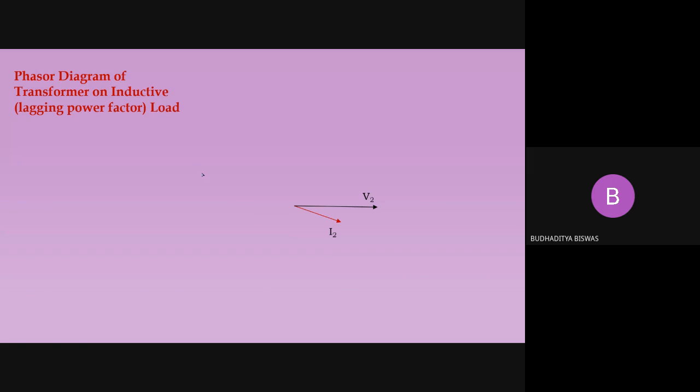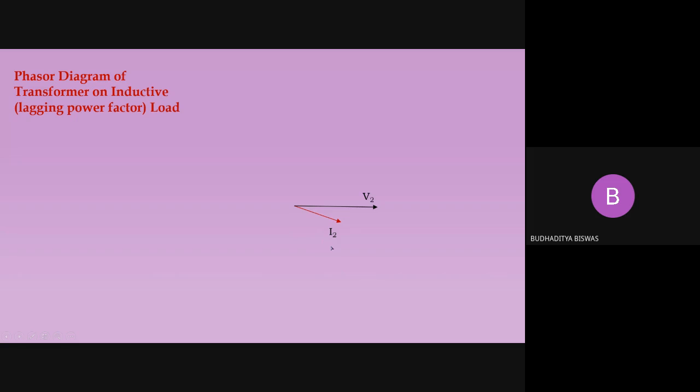Now, what is I2? I2 is what? Current in the secondary. Current in the secondary winding. Very, very good. Perfect answer. So this current is flowing not only to the load, but also to the secondary resistance and secondary reactance. Got it?